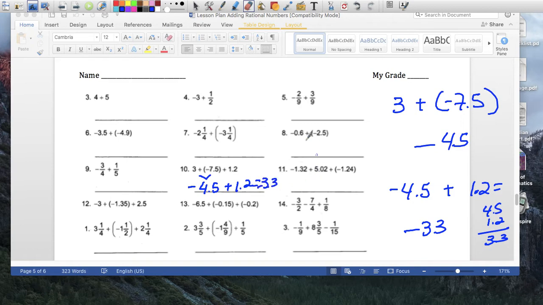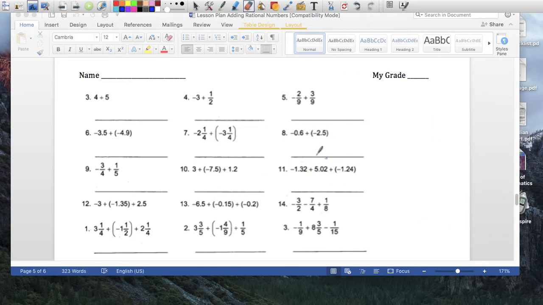Negative. Okay. So it's the same story with most of these questions. Let me do these two, and I'm not going to do all of them. So it's negative 1.32 plus 5.02. I know here the absolute value is bigger, right? This is a larger number, so there's more positive, so definitely going to be a positive answer.